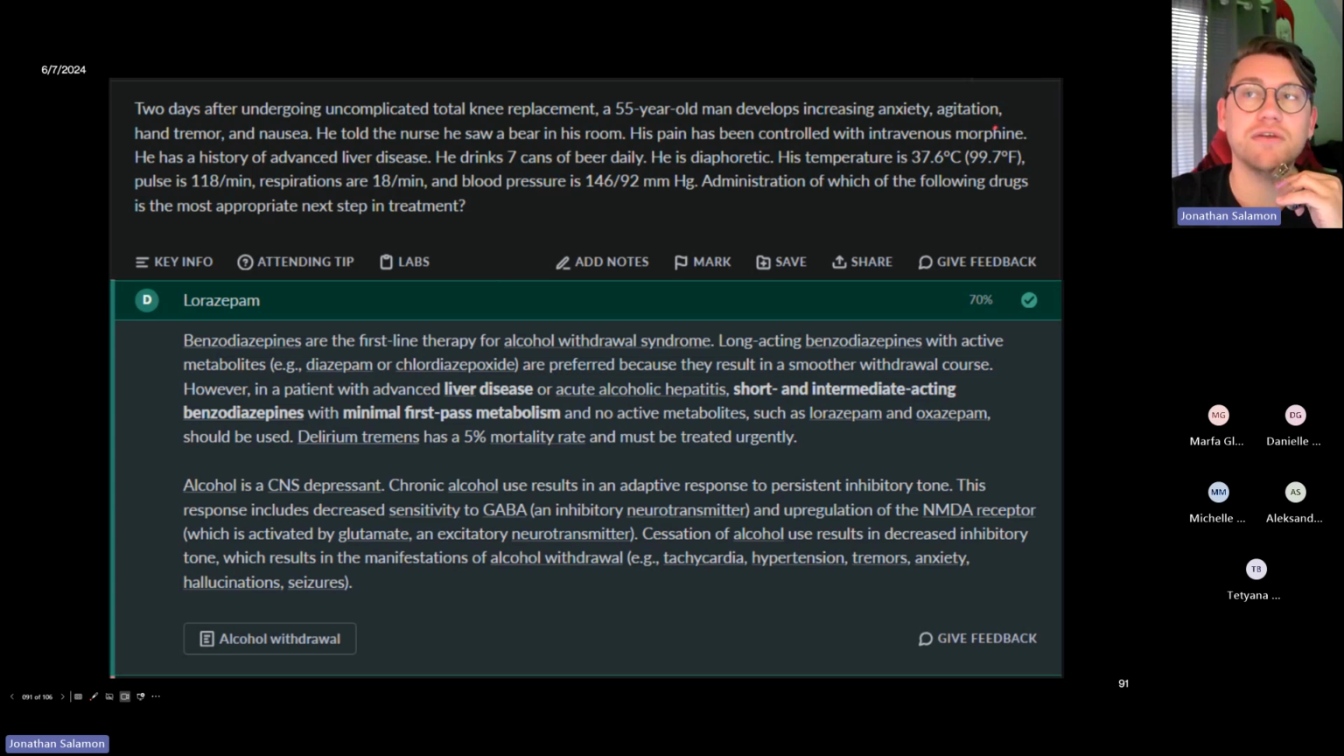But this is how they will tell you in question stems that you're supposed to be thinking this person's in alcohol withdrawal. They probably have a history of drinking alcohol and they've been in the hospital for a few days, right? Uncomplicated knee replacement, right? So he's just been in the hospital for recovery, but he hasn't been able to drink. A lot of times, you have to infer that the patient is an alcoholic. They will not straight up tell you.